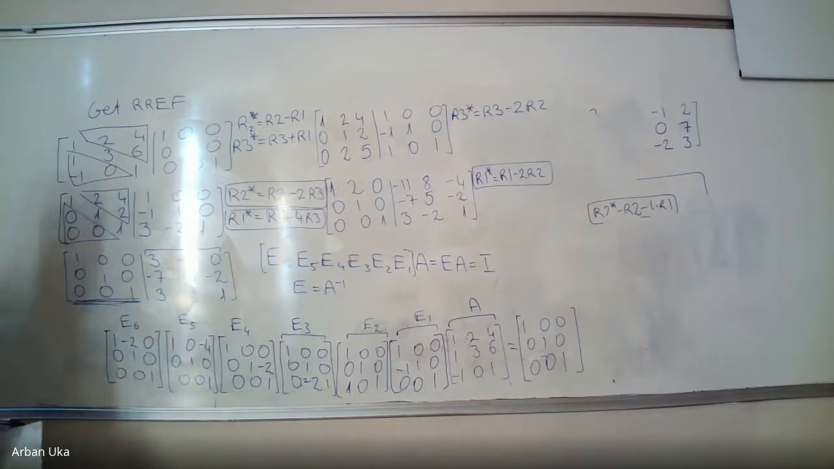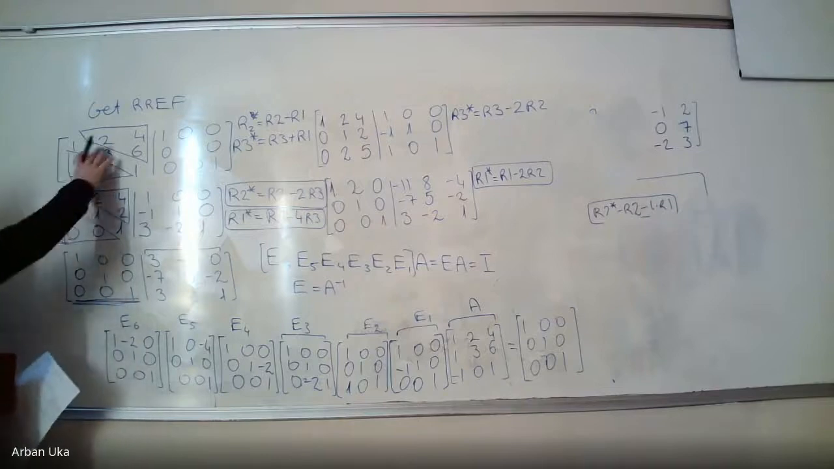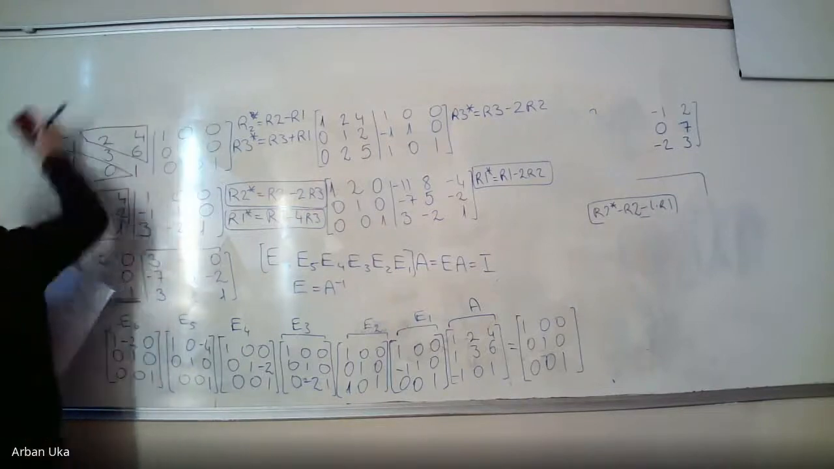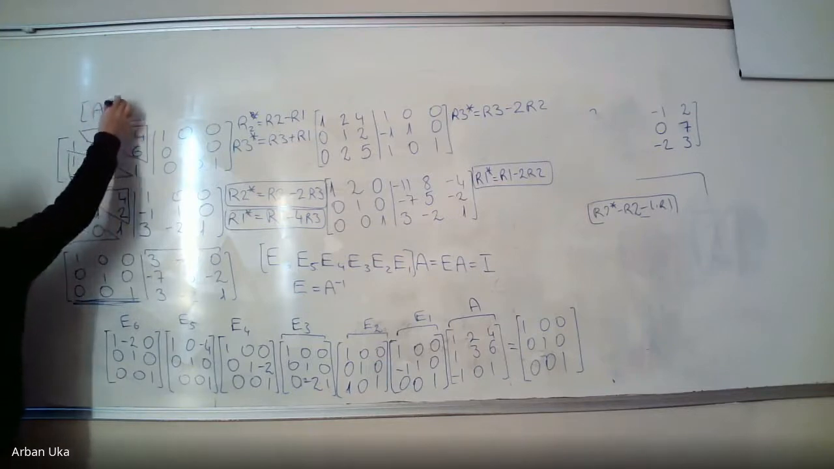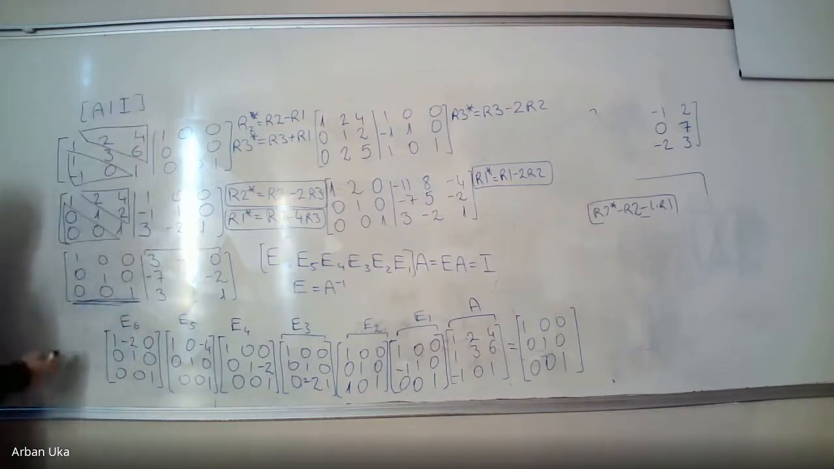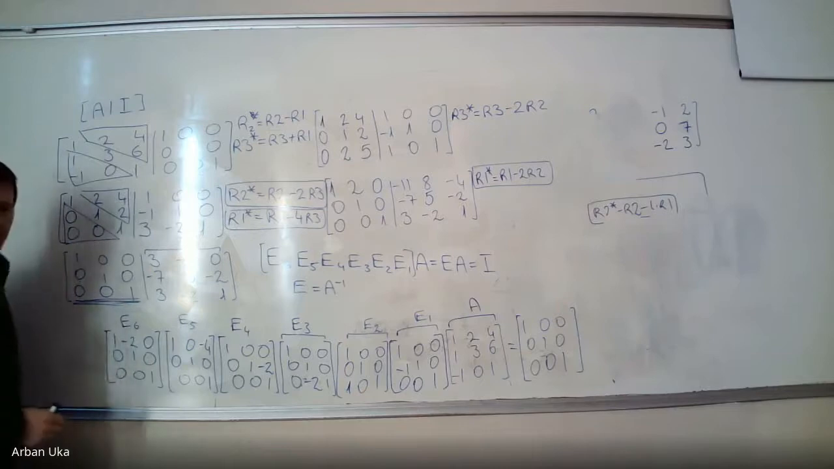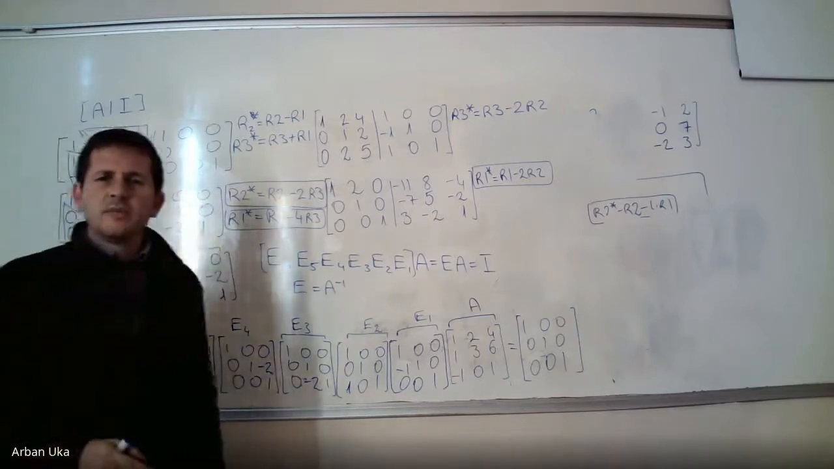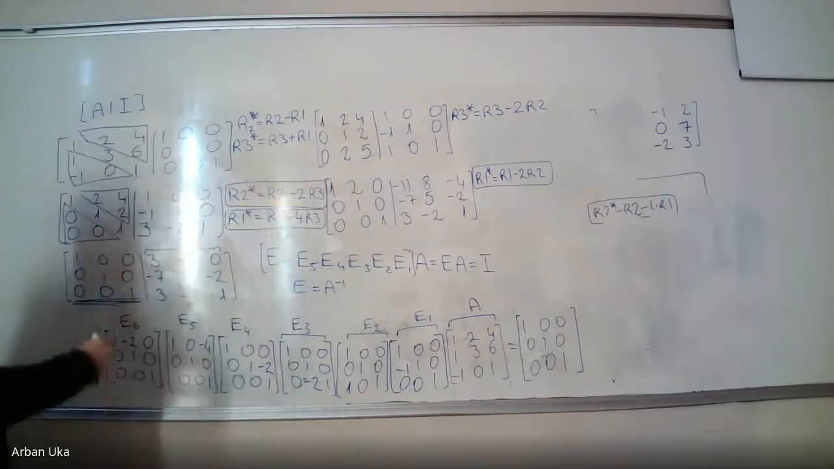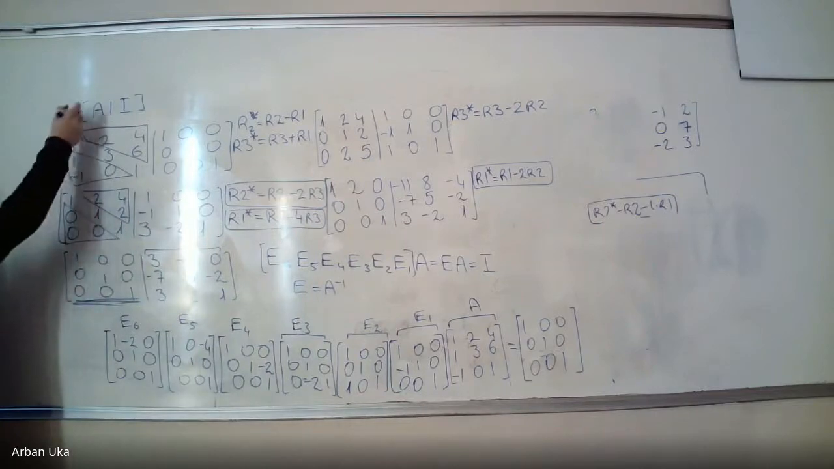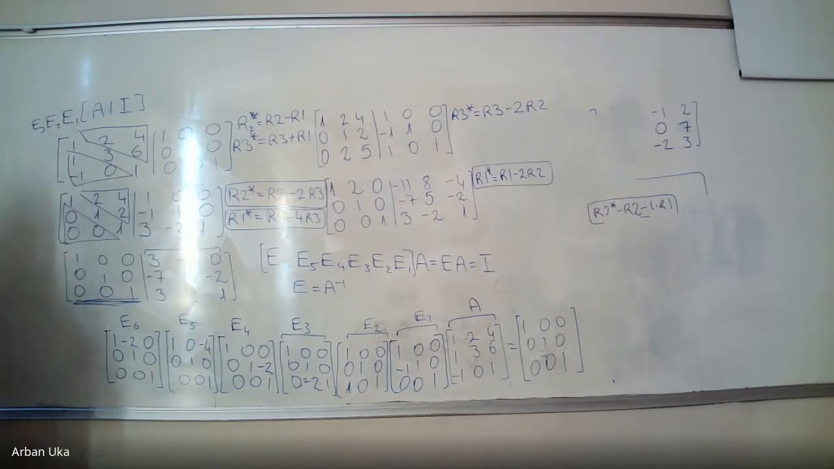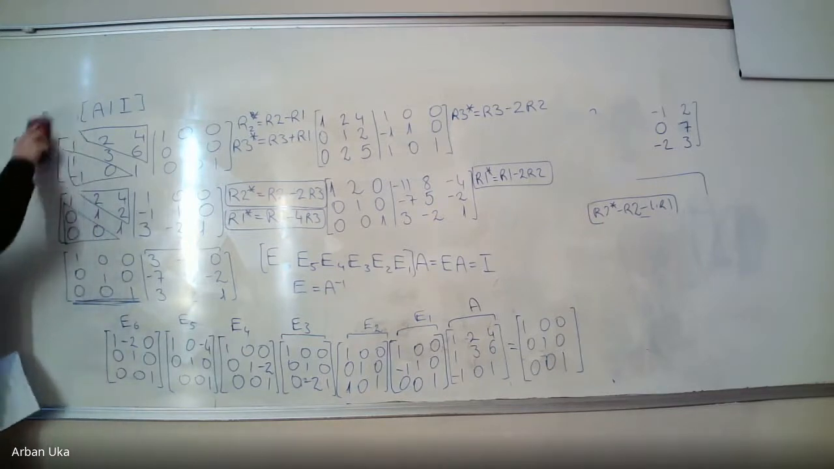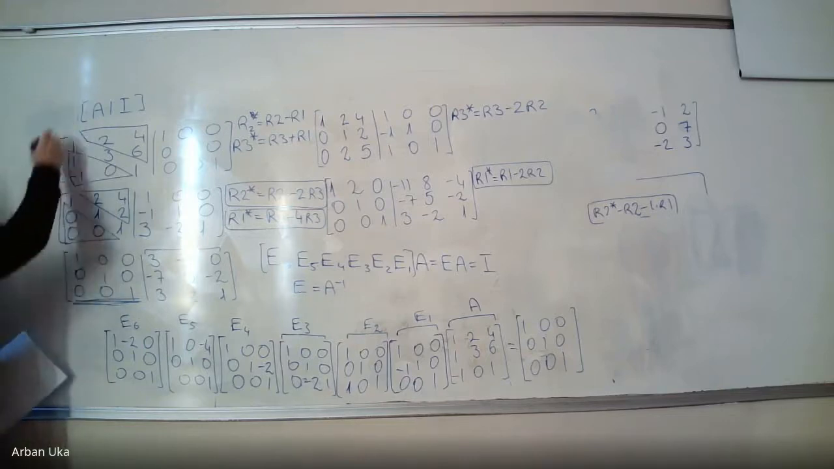Why? Because we had A, so how did we start here? We started with A and the identity matrix. Then we did a lot of these operations, and it looks like we ended up finding A inverse. So all of these matrices that we applied, what did we do here? We first applied E1, then E2, E3. All of this was equivalent to applying a matrix which we denoted as E.